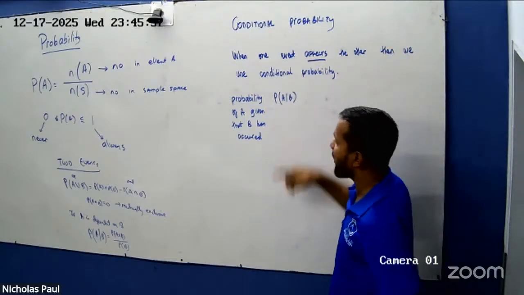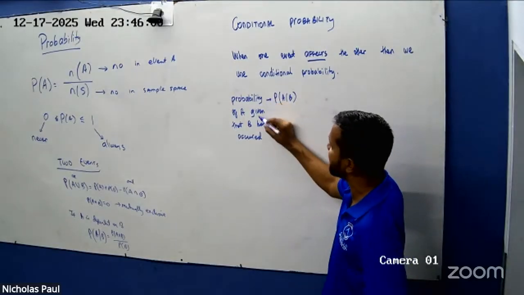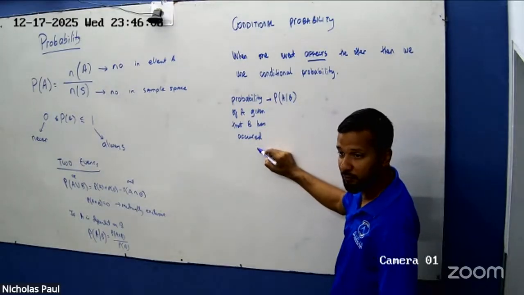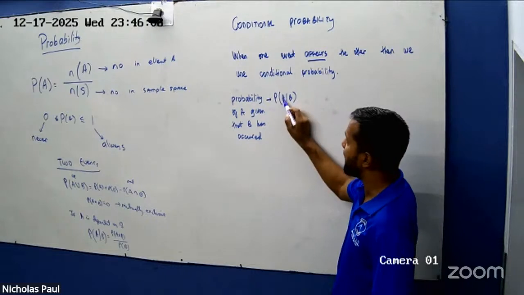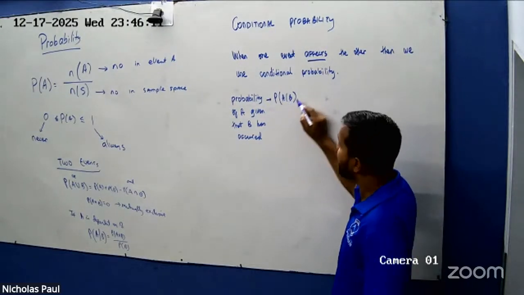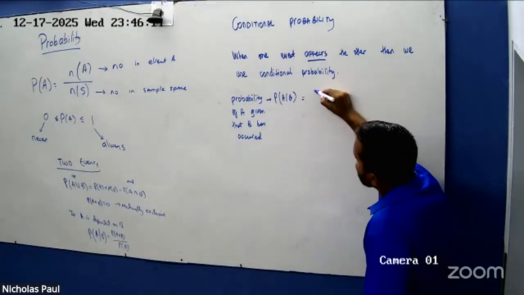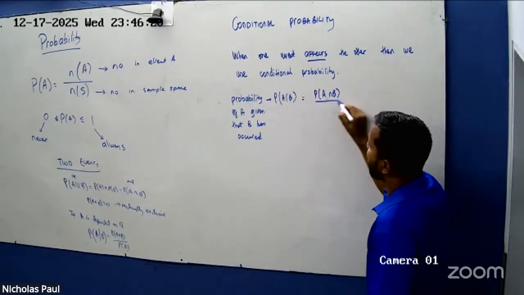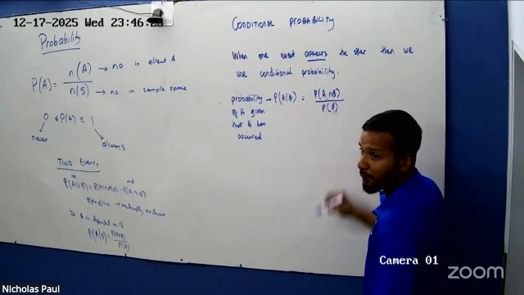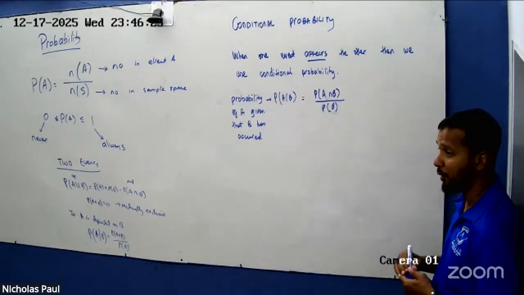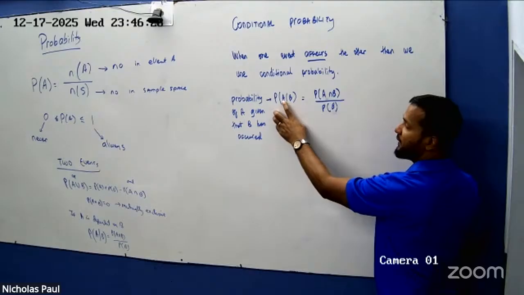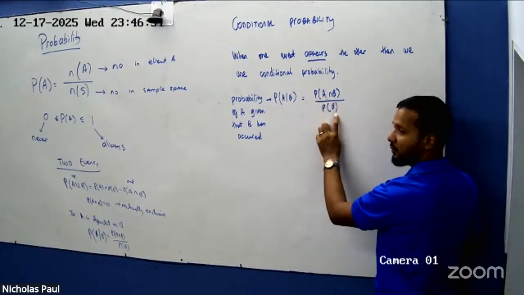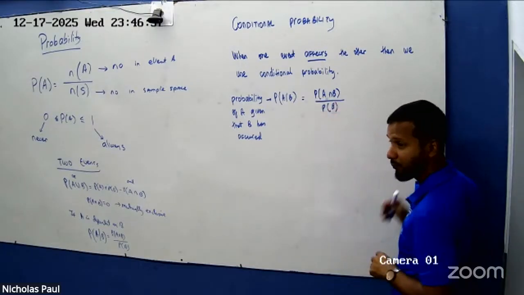Here we have conditional probability, and the way we read it is this: the probability of A given that B has already occurred. That's okay? So it's the probability of A given that B has occurred. In order for you to find this probability, what we need is the probability of A and B happening, and then we divide that over the probability of B happening. Are you okay with that?